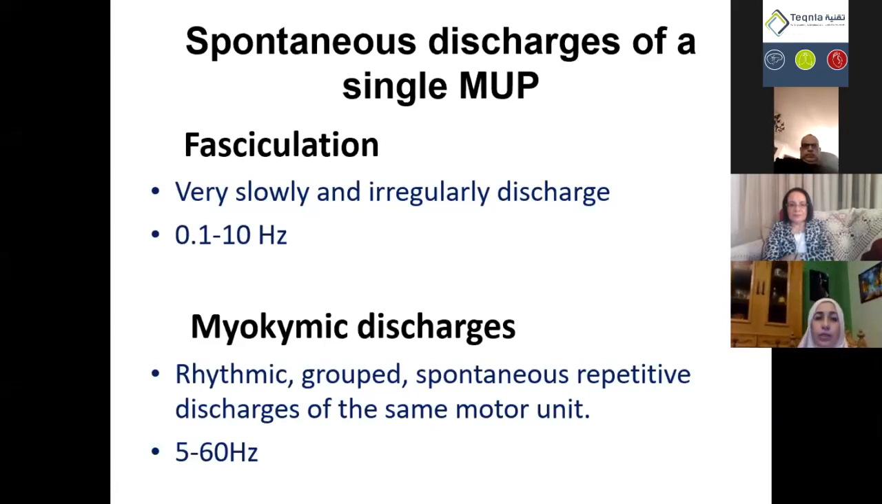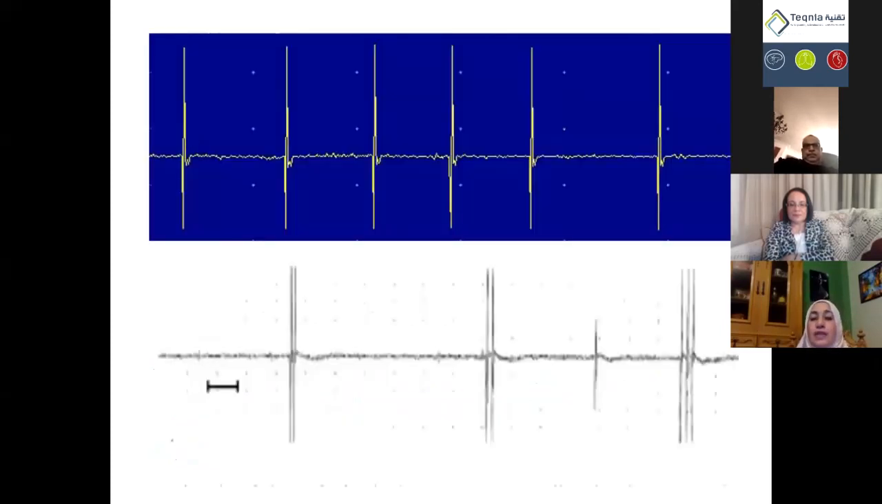Now we talk about the spontaneous activity from the motor unit potential as a whole. The most famous of them is fasciculation. Fasciculations are very slow and irregular discharges, about 1 to 10 hertz. And this is a picture of the fasciculation. It is like a motor unit action potential. It is a motor unit potential, but firing irregularly, and when large, very large, about 3 millivolts per division.